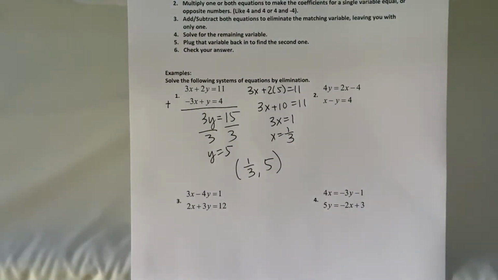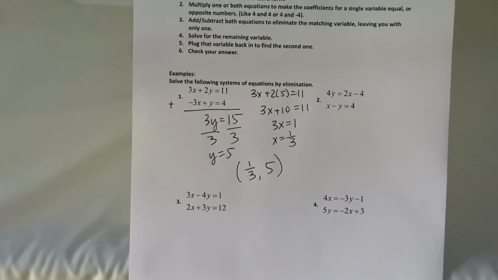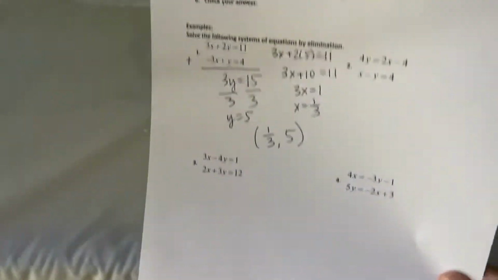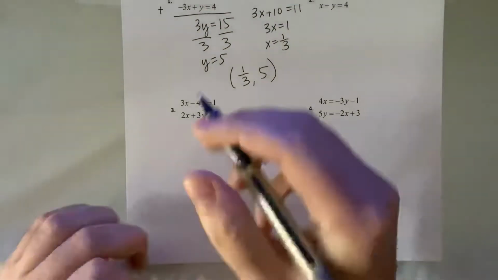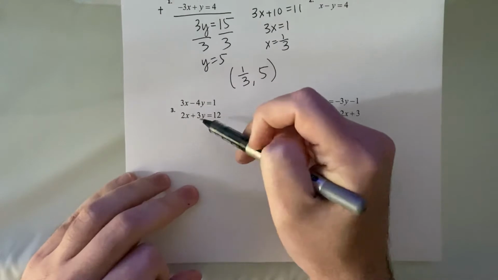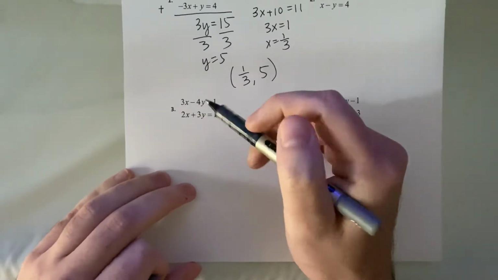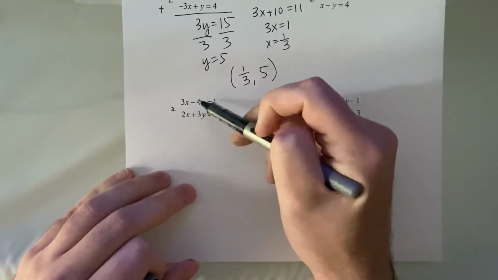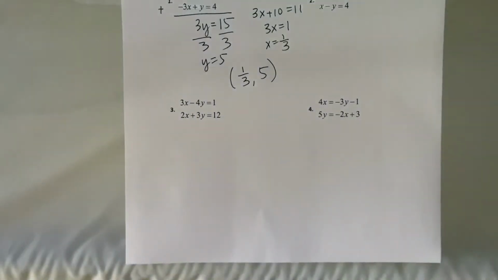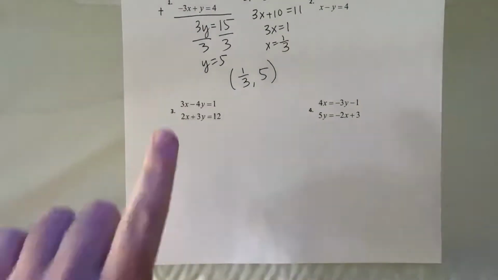Just like before. So let's see what happens when you potentially have to multiply in order to get things to line up. Sometimes you'll have to multiply one equation, sometimes both. So let's look at number 3. 3x minus 4y equals 1, 2x plus 3y equals 12. Now these numbers don't line up. I either need the x's to line up or the y's. To do that, there's no nice way to turn a 2 into a -3.